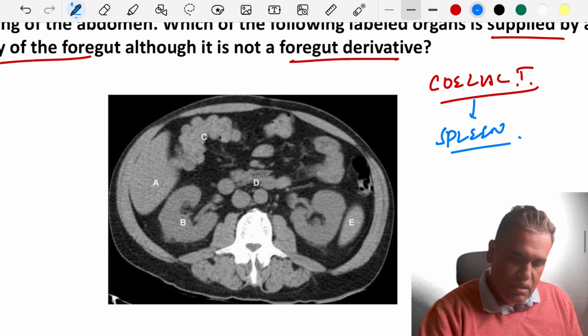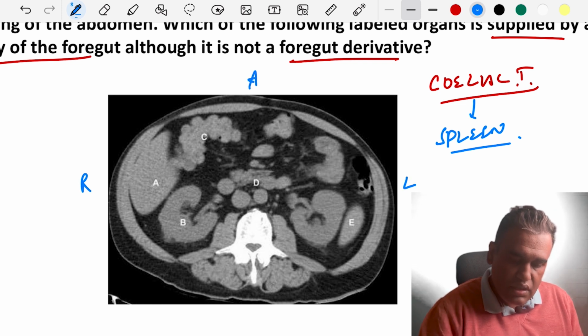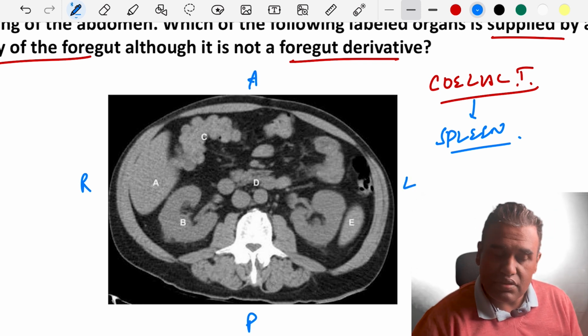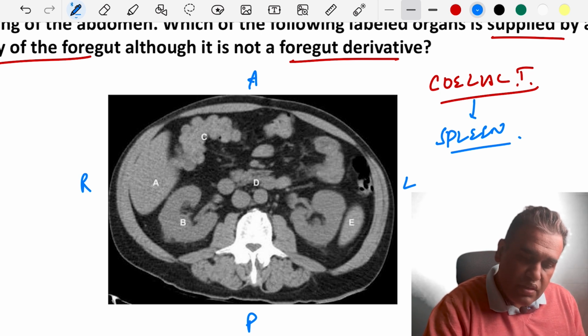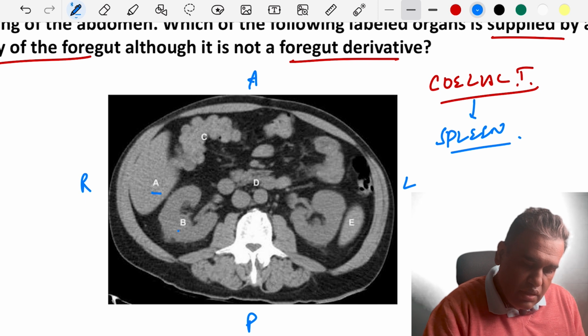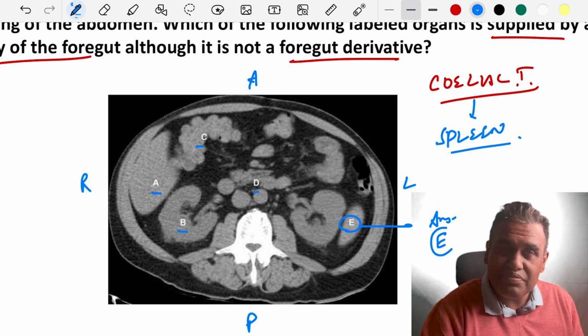Looking at the CT: right side, left side, anterior, posterior. Does the spleen lie on the right or left side? Left side. Very good. The spleen lies on the left side. We have options A, B, C, D, and E. Only one option goes to the left side. The answer here is option E.